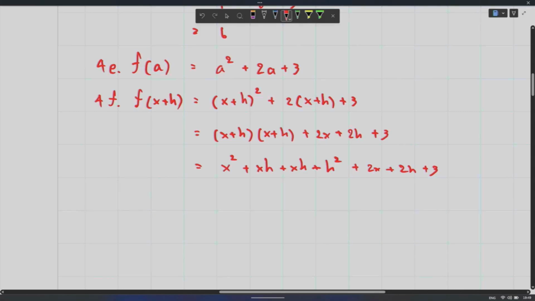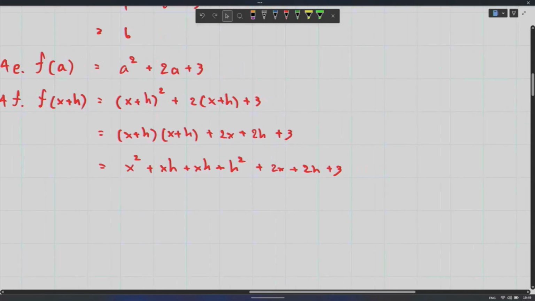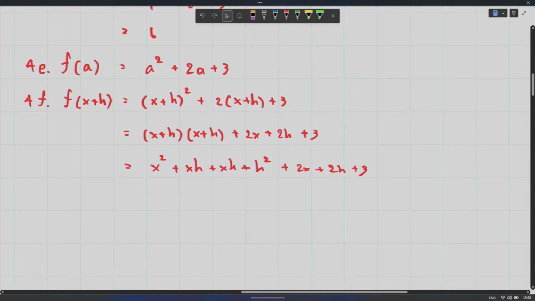Now, we can just answer this, but it's hard to read. So we may make it more beautiful, just arrange it to x squared plus 2xh plus h squared plus 2x plus 2h plus 3. There. This is the final answer.